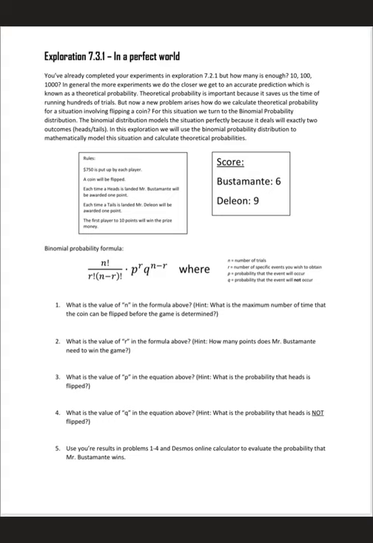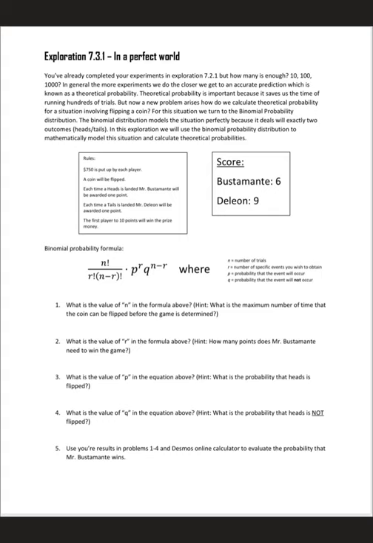So in this exploration, we want to really look into the idea of how we think about a perfect world. Not 10, not 100, not 1,000 trials. How can we get to an accurate prediction, which is called a theoretical probability? So in this whole exploration, we're going to be talking about a theoretical probability and how we can calculate it, for our example, using heads and tails.